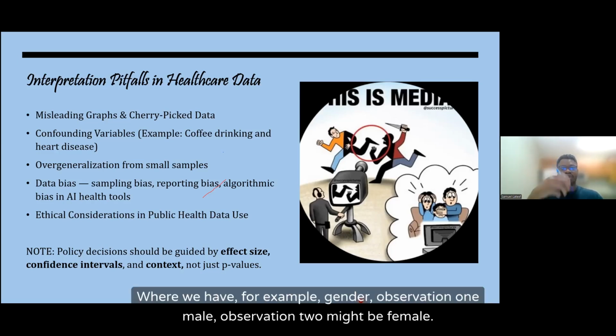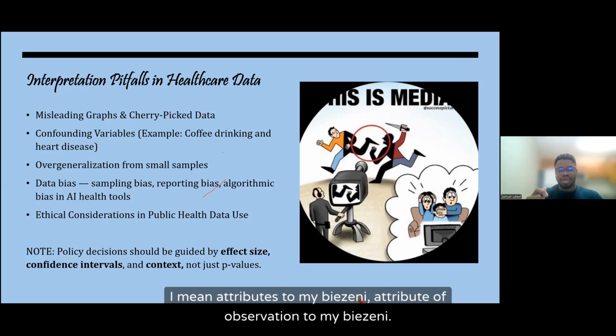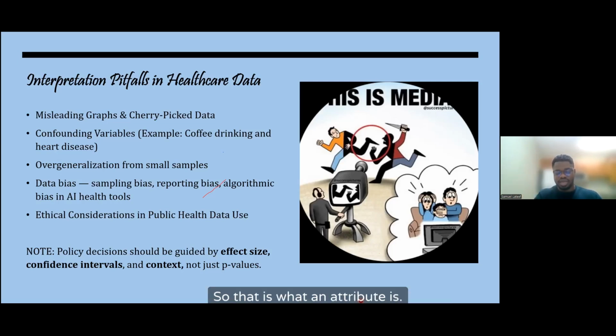Where we have, for example, gender: observation 1, male; observation 2 might be female. Name: observation 1, Samuel; observation 2 might be Ezine. So that is what an attribute is.